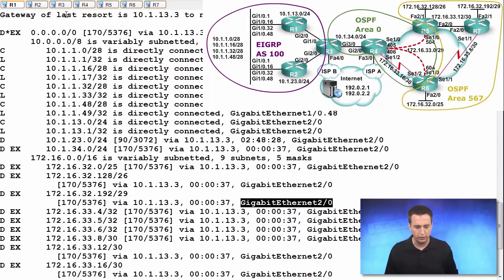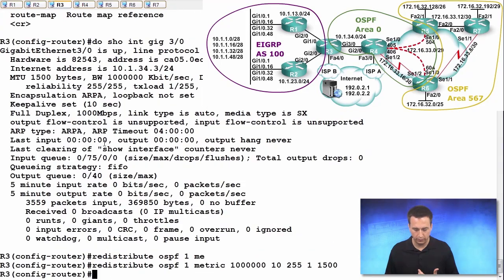So the redistribution command for EIGRP is definitely simpler. There's not as many options. We don't have to worry about the subnets keyword or E1s versus E2s. It's relatively simple. But what is imperative is you don't forget the metric. You forget the metric, redistribution will not work.